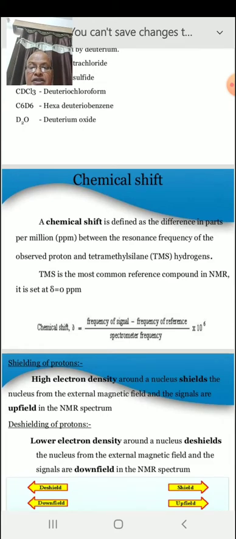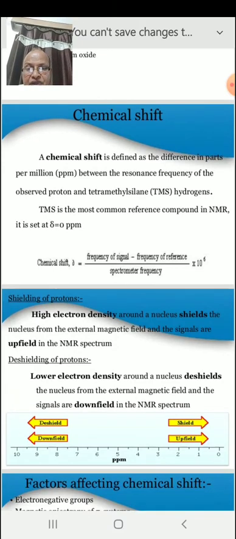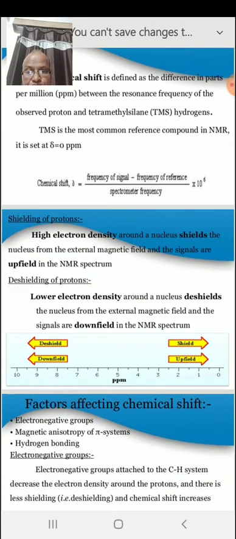Shielding of protons: the high electron density around the nucleus shields the nucleus from the external magnetic field, and the signals are upfield in the NMR spectrum. Deshielding of protons: lower electron density around a nucleus deshields the nucleus from the external magnetic field, and the signals are downfield in the NMR spectrum.